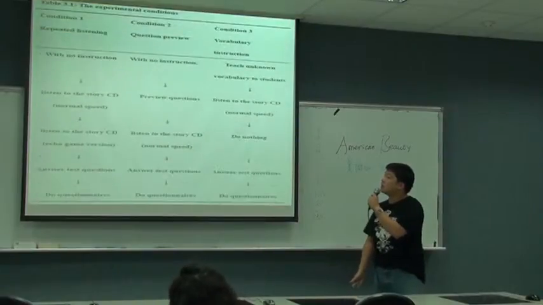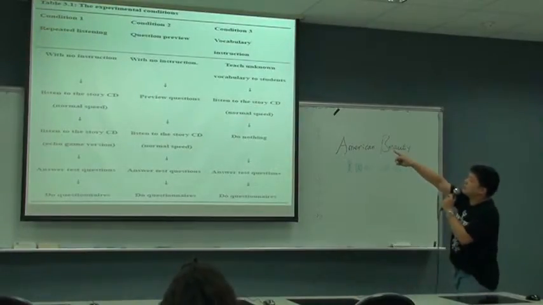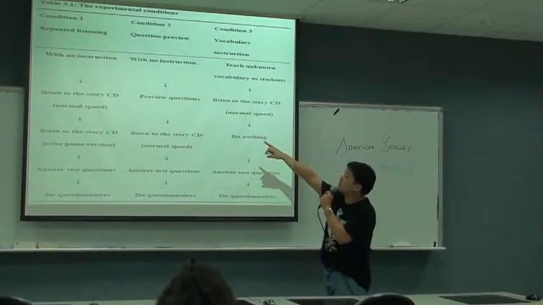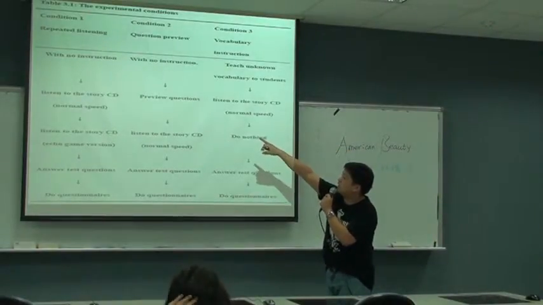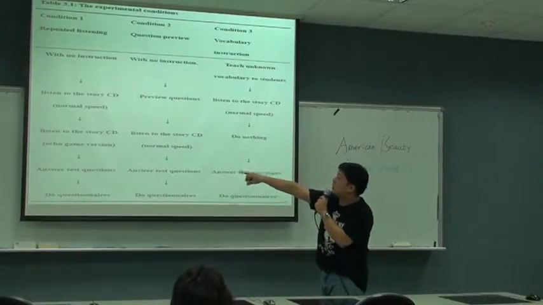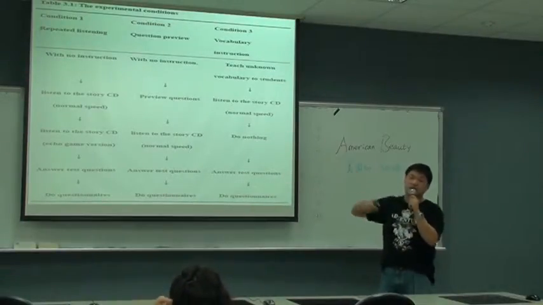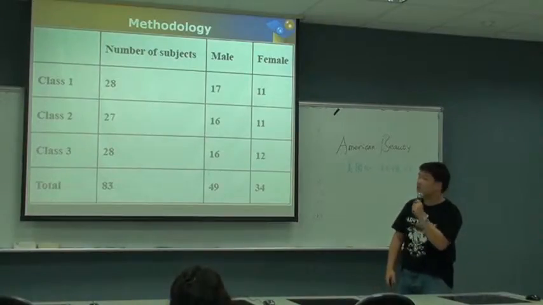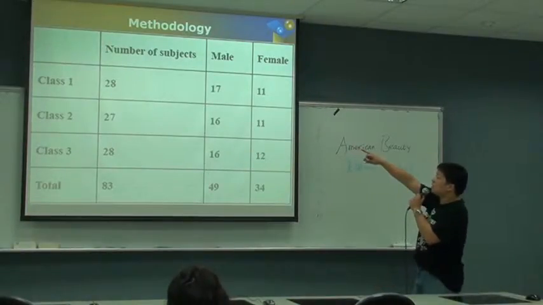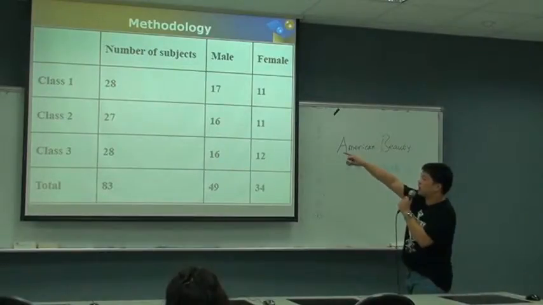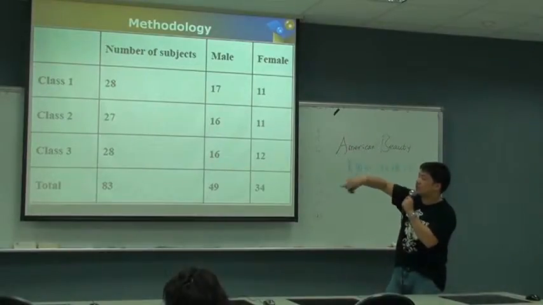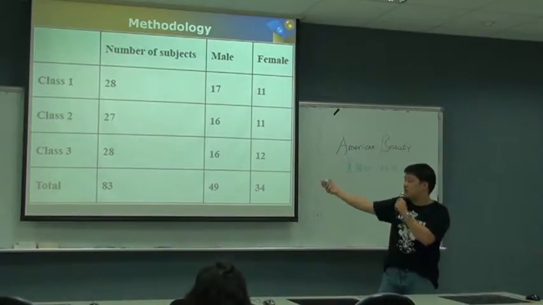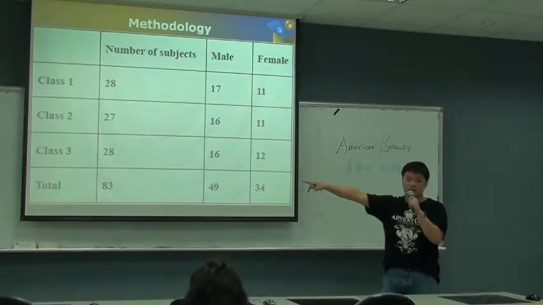Okay, so, as you can see, what we do here is we use condition 1 in this procedure, and condition 2. I explained it earlier, right? And the situation of those 3 classes is like this. The number of subjects for the first class, second class and third class are similar, but not exactly the same. But these are the numbers. So in total, you got 83 people.